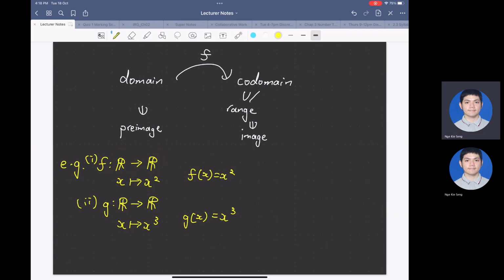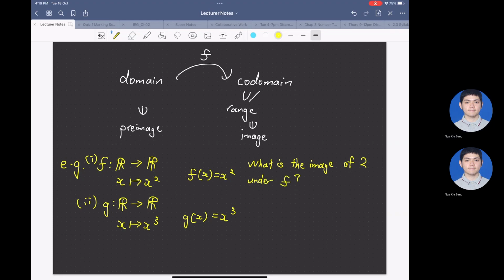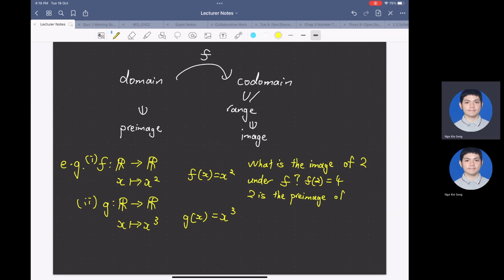Okay. So for example, let's see how to read this word. So what is the image of 2 under f? Oh yes. Okay. So 2 is the pre-image of 4.